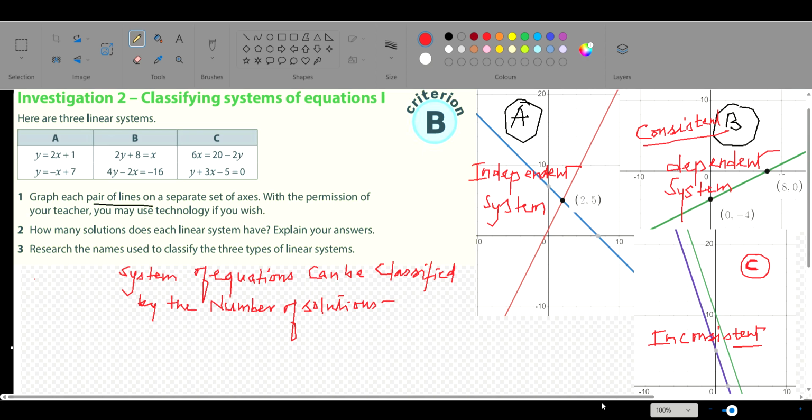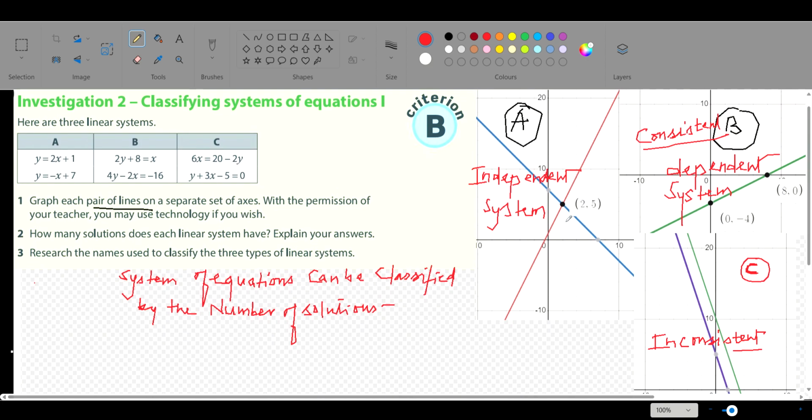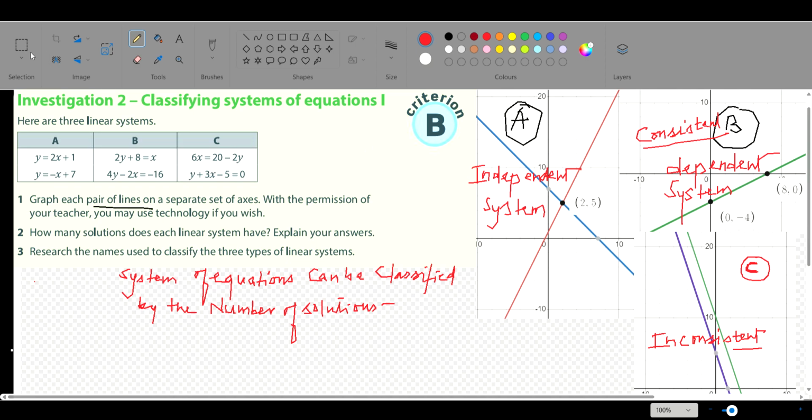Okay. One solution. Infinitely many solutions. Inconsistent when you have no solution. All right.